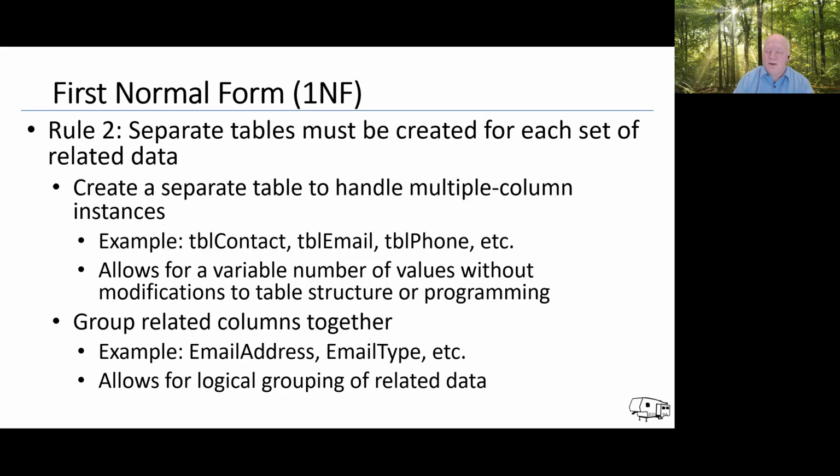And so if I have 3 of them in for a particular record, I add a fourth one, there is no change to the data structure at all. I also want to be able to group related columns together. And so if I have like email address and email type, I want to keep those together into that logical grouping because it just helps to make the data more sensible.